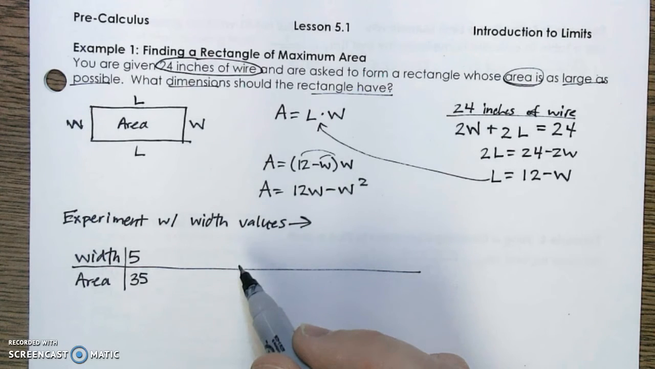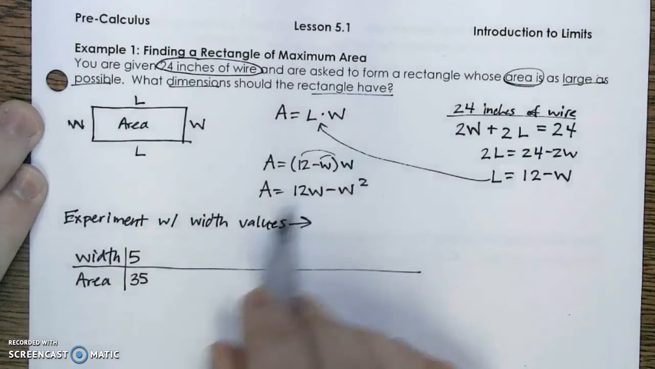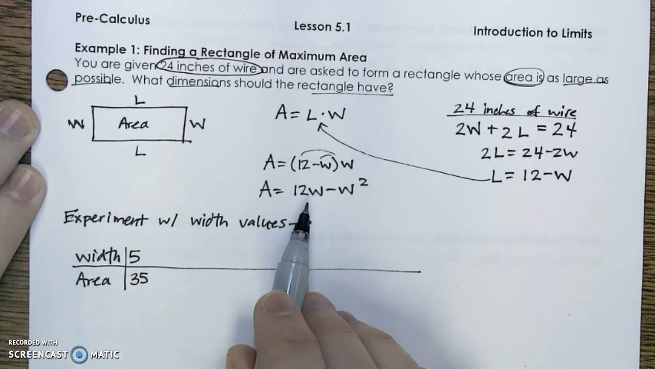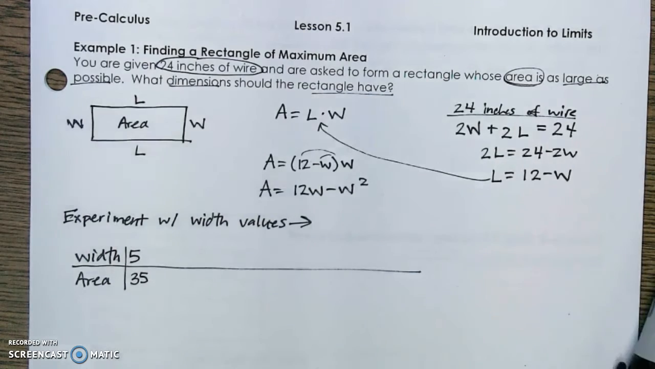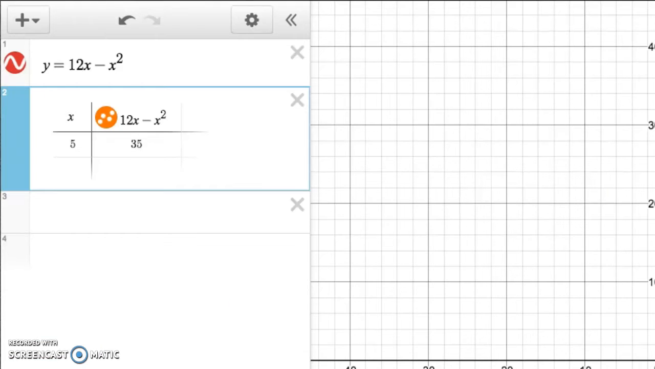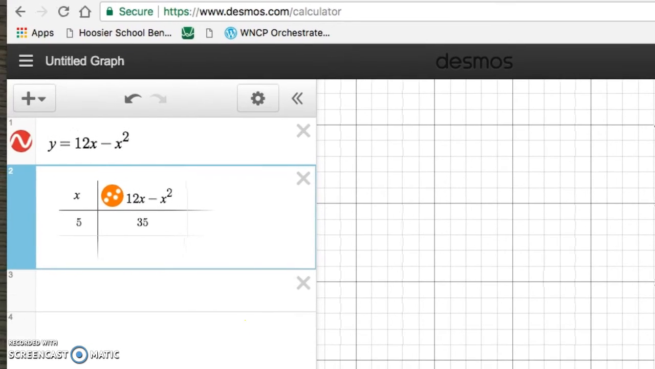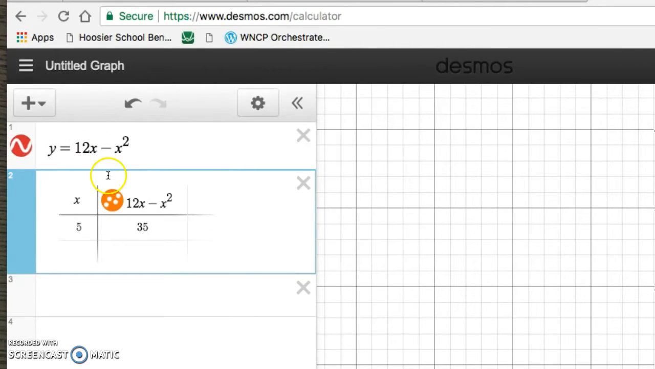So what I'm going to do is go to Desmos and make a table. Instead of plugging each of these guesses in by hand, I'm going to go to Desmos. So let's do that now. All right, so I've gone to Desmos.com and I've gone to the first box, and instead of a and w, I've put in x and y. So I've got y equals 12x minus x squared.